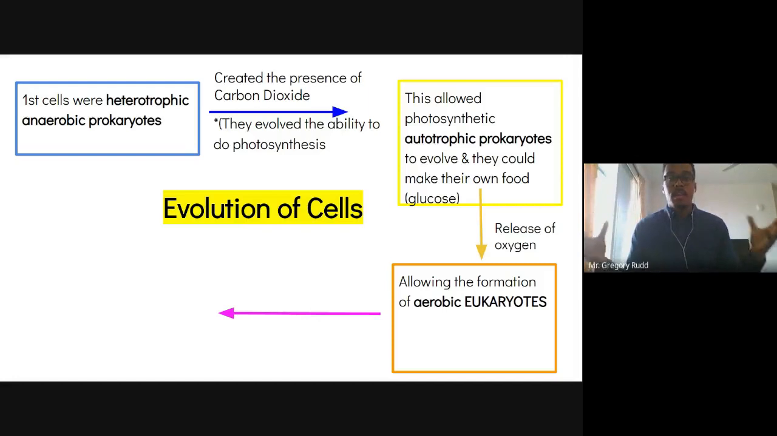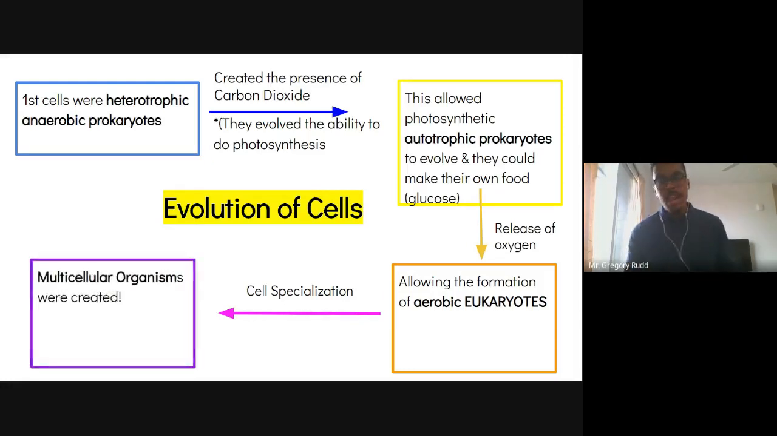And it has a degree of what we call compartmentalization. It has different things inside of it that are responsible for different jobs. So instead of the whole cell having to do everything for itself, well, now I have this smaller cell inside of me that can do that job. And I have another smaller cell inside of me that can do another job. I don't have to do it all by myself. That's the process of cell specialization. They start to develop specific jobs. And now we have multicellular organisms.